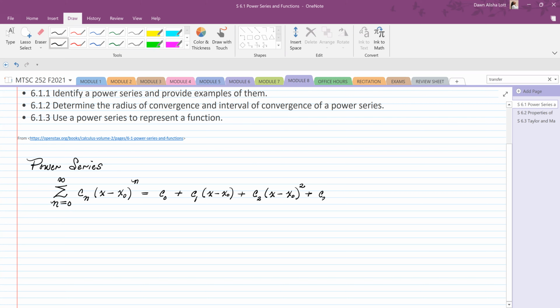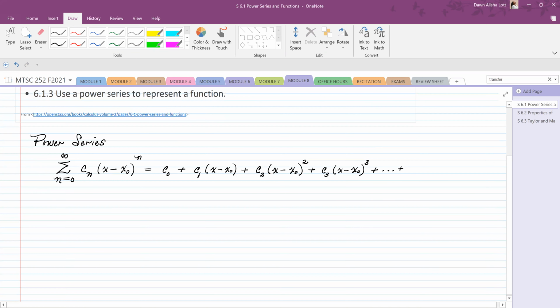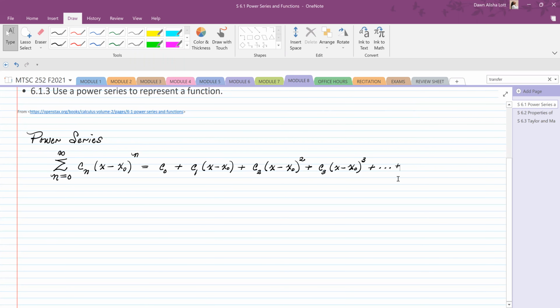If n is equal to 3, you get C3 times (x minus x naught) cubed. And this thing just keeps on going and going. It's a regular series, but it has a particular form. So here's a couple of examples.